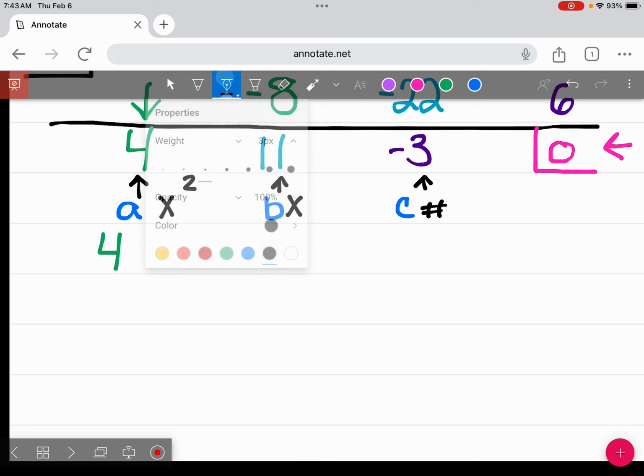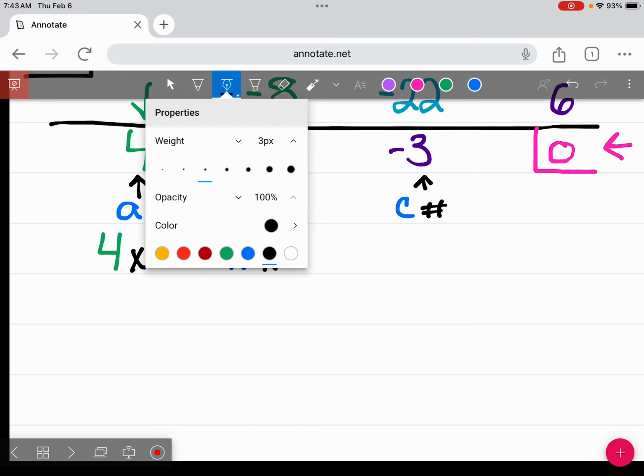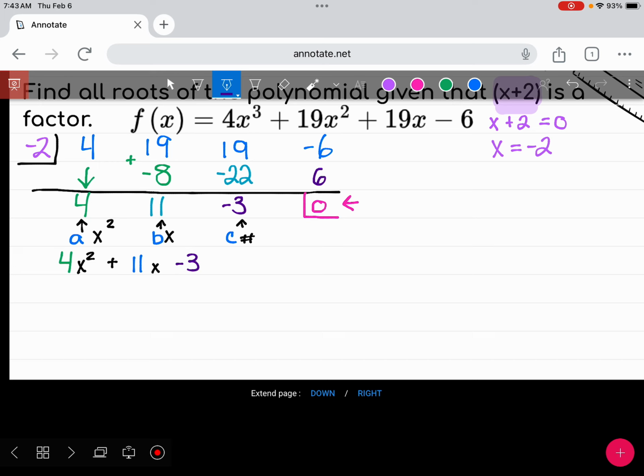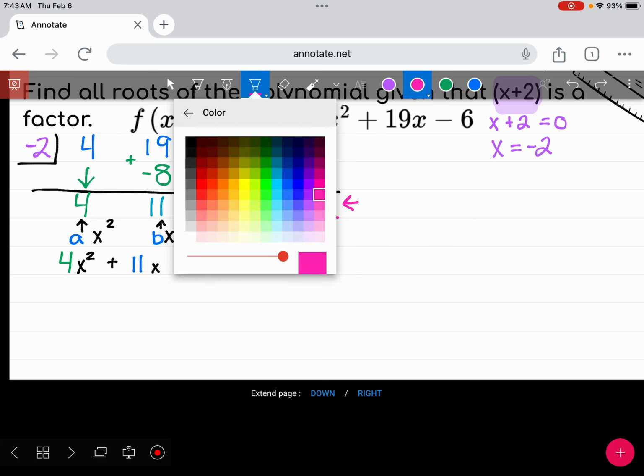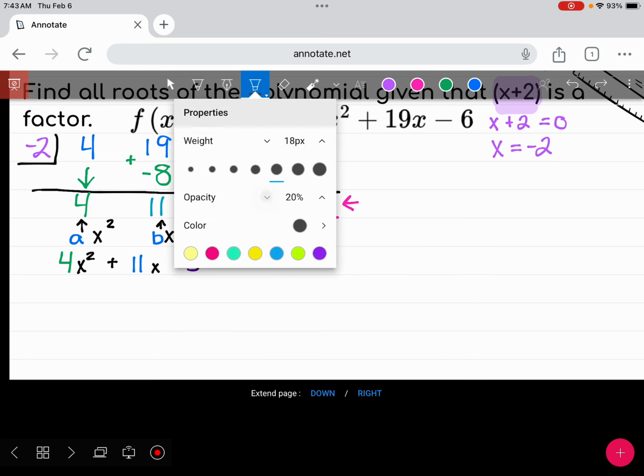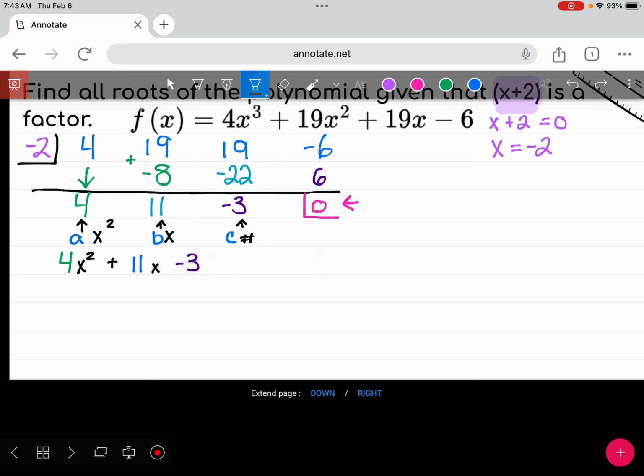So my quadratic is 4x squared plus our 11x, and then our minus 3. So this gives us our quadratic that's left over. I don't want that as fluorescent pink. Questions on that bit?